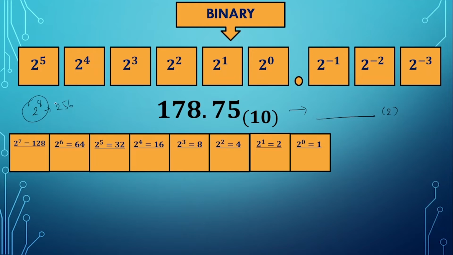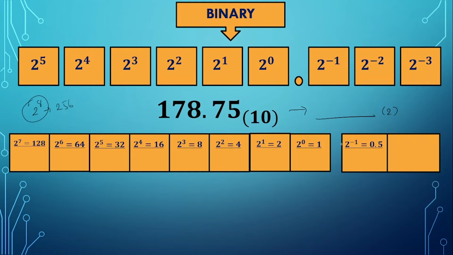So the first thing is to decide where to stop. It is very simple: your number must be less than the power of that radix. Then we'll have a point and the negative powers of radix. 2 raised to minus 1 is 0.5 and 2 raised to minus 2 is 0.25. So how can we do that?